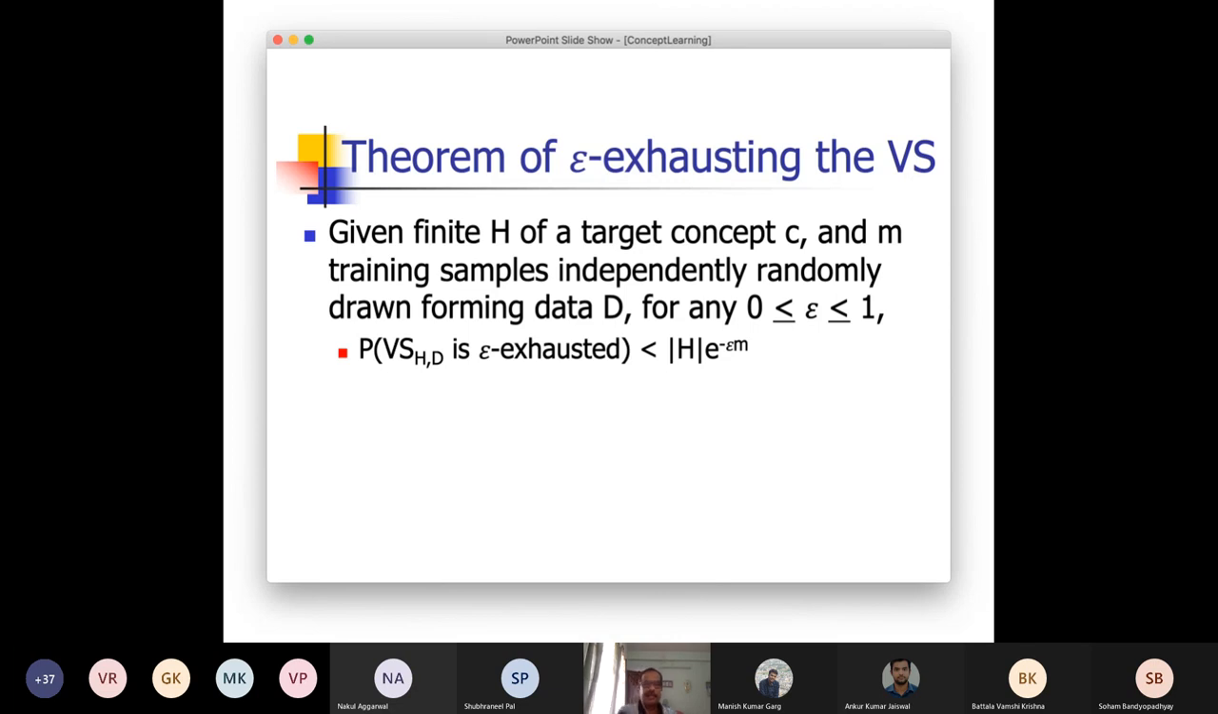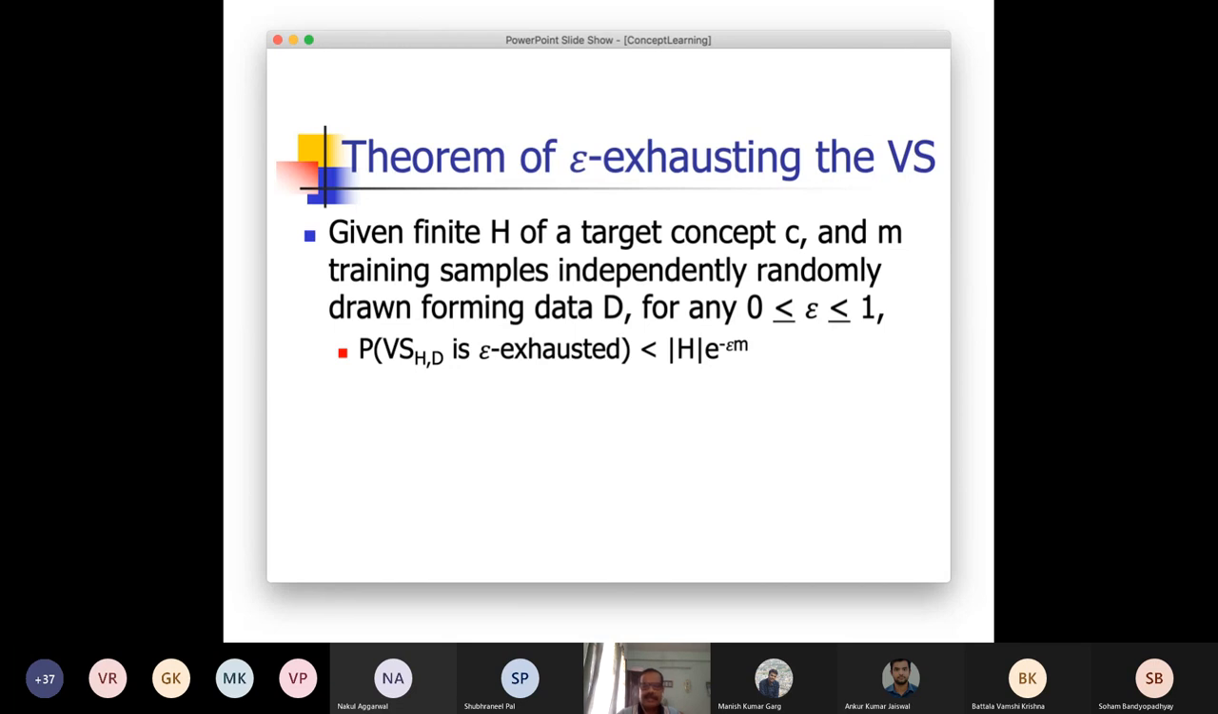So it's a theorem that the probability that the version space is epsilon exhausted is less than the size of the hypothesis space times e to the power minus epsilon times m, which is the number of training samples. So this is an interesting theory, with interesting implications.